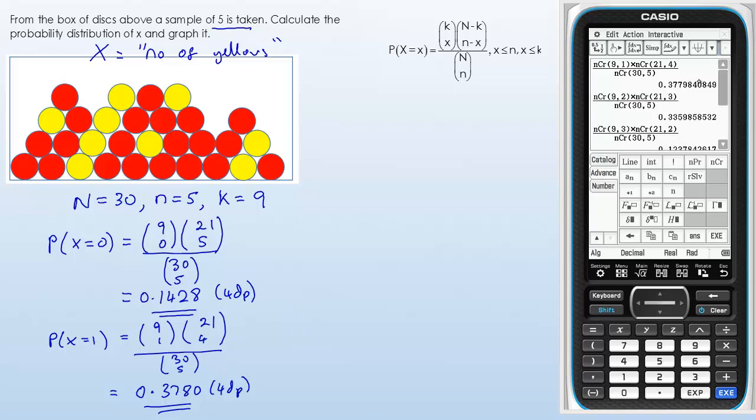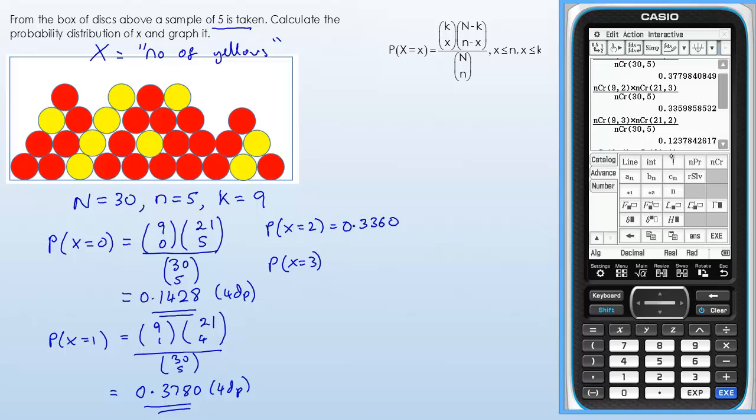Now, while I'm not recording, I've gone ahead and worked out some of the other values. So we've got 0.3360 here for the probability that x is 2. Remember, this should be a probability distribution, so when we've got them all, they should add up to 1. For 3, so we can see choosing 3 here, if we look here on the calculator, that's 0.1238.